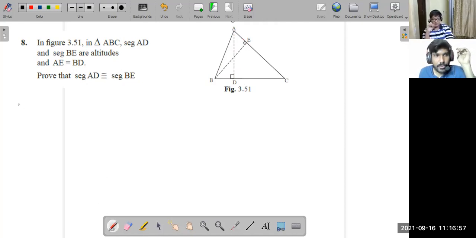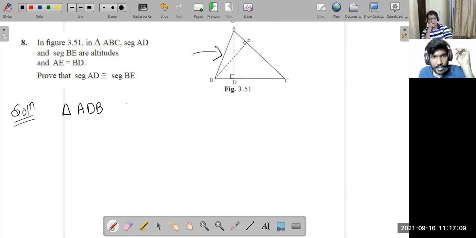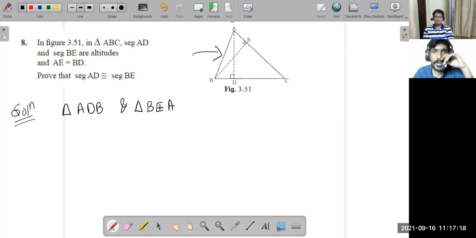Now look carefully, two triangles are formed in this. First, triangle ADB, that is this one, and then triangle BEA. Okay, look at these two triangles. Triangle ADB and triangle BEA. Now in these two triangles, what can you see equal?